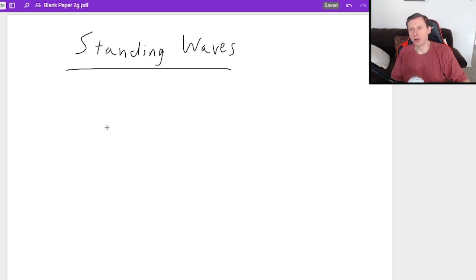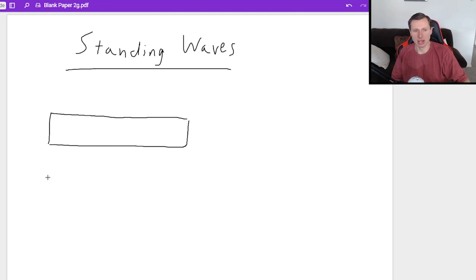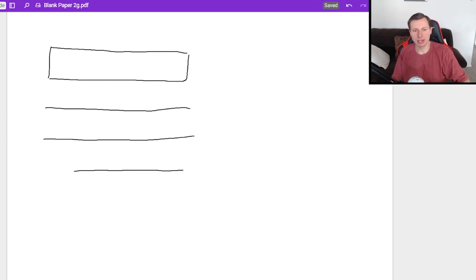So first, let's start off with the concept of what a standing wave even is. We have three scenarios that we can potentially have. Let me just draw three shapes. The first one's kind of just a long rectangle. The second one is like a pipe with both ends open. And the third shape is like a rectangle with one side open. These are the three shapes that we can have.